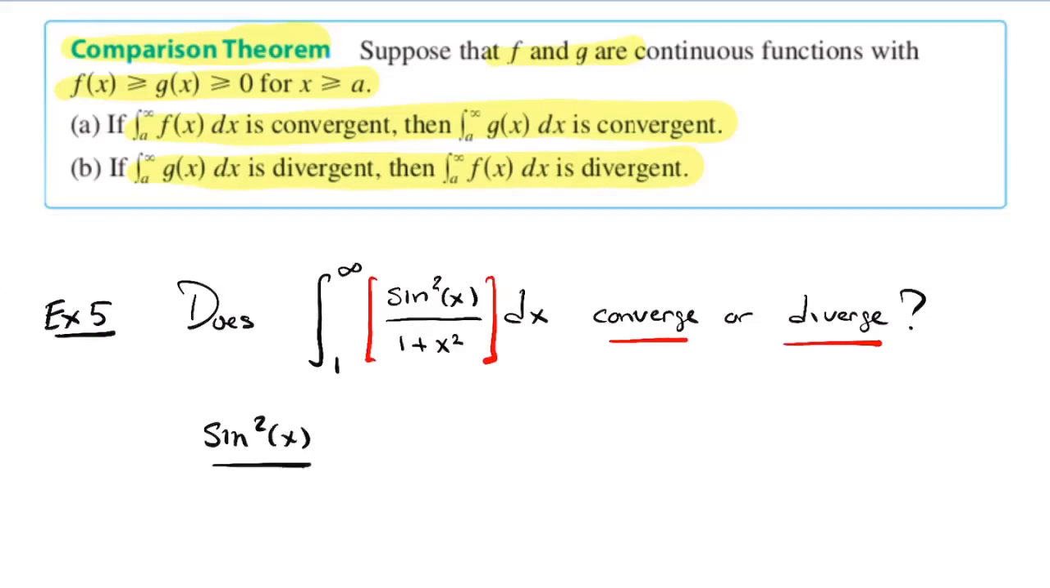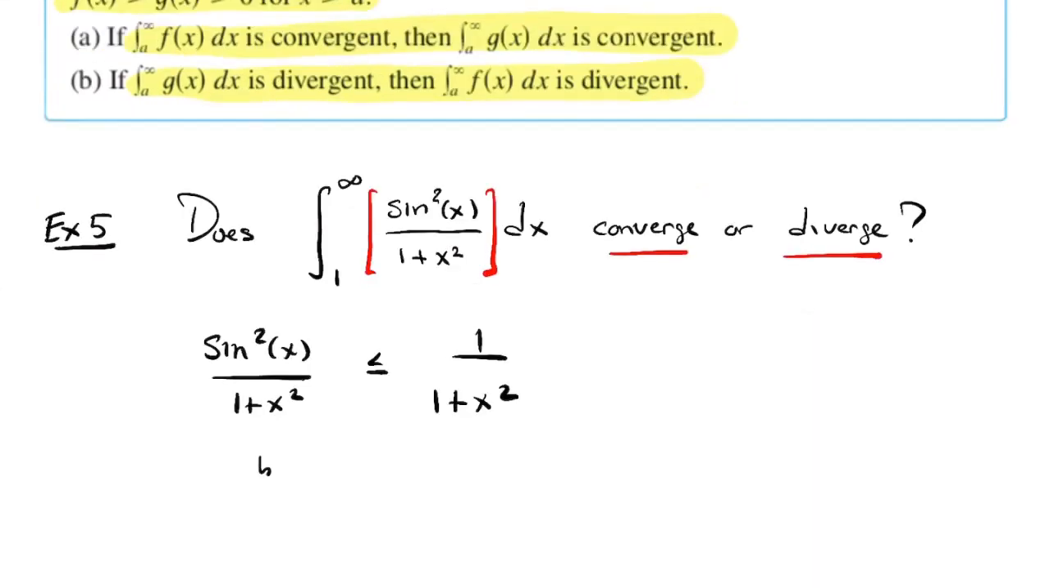Comparison theorems are usually a little tricky to use, though, because no one's telling me what to compare it to. I have to choose that. But let me give you an idea. I know that this function is less than or equal to 1 over 1 plus x squared, and let me write my justification for that down here. That's because the sine squared of something is never more than 1. And for that matter, the function 1 over 1 plus x squared is less than or equal to the function 1 over x squared.